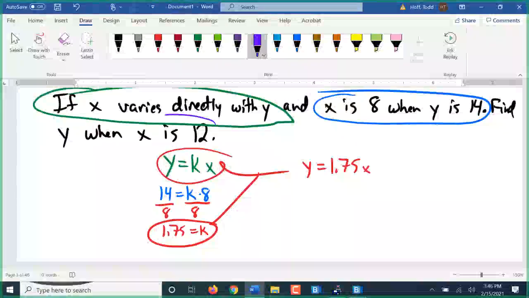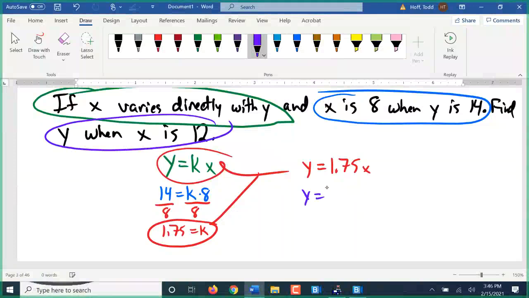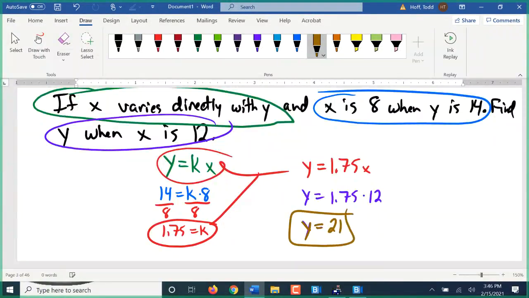Solving for y, good. Y equals 1.75 times 12. Then multiply those together to get 21. Y equals 21. Any questions there?